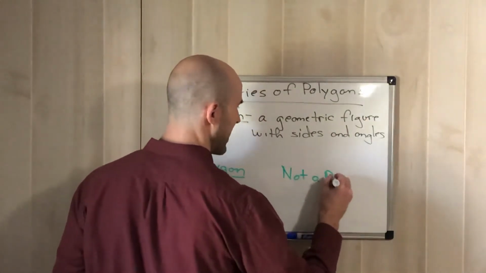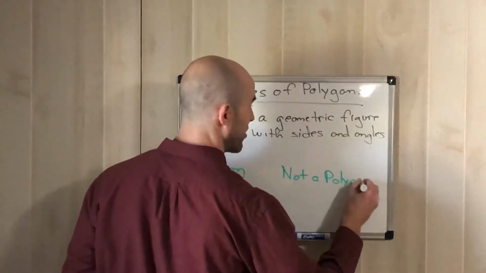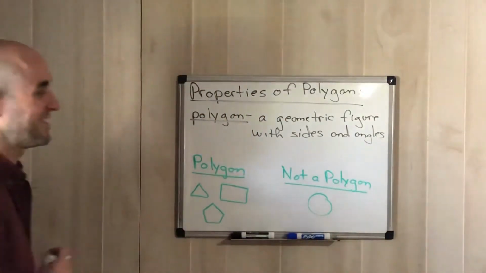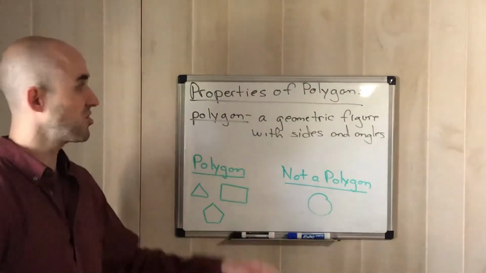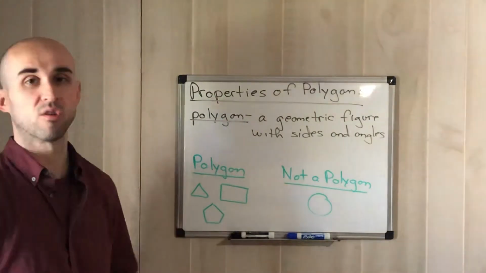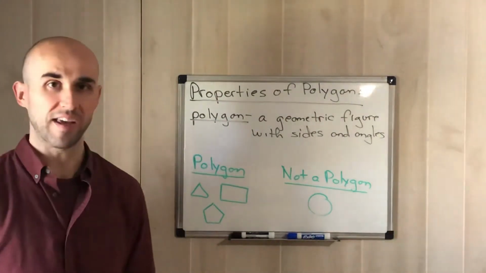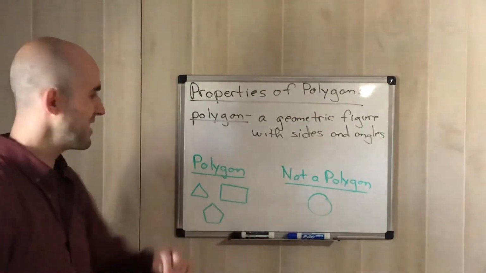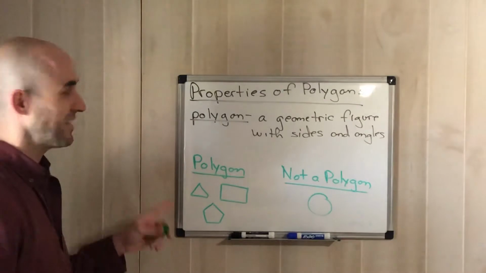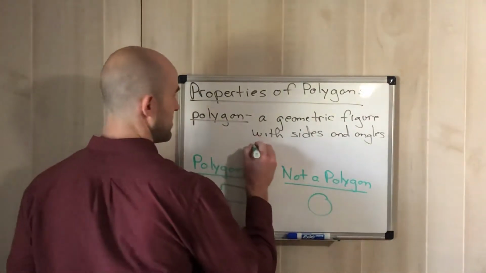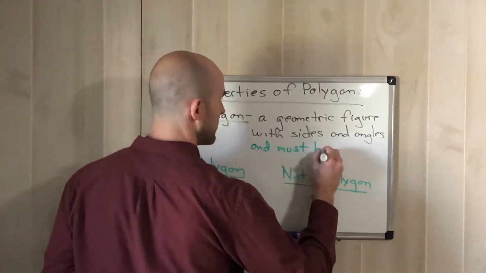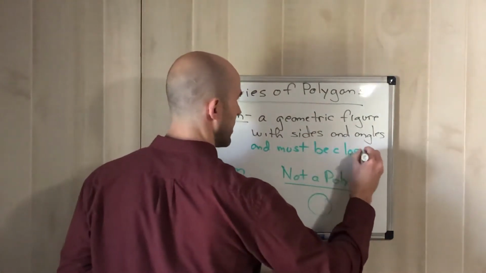Not a polygon, and it's the one shape that most of the time people think is a polygon, and it's not, it's a circle. A circle is not a polygon, right? The reason why a circle is not a polygon is that a circle doesn't have any sides. Since a circle doesn't have sides, it cannot be a polygon. So if we have sides and angles and it's a closed figure, it has to also be closed, right? Sides and angles, and must be closed. That would be a polygon.